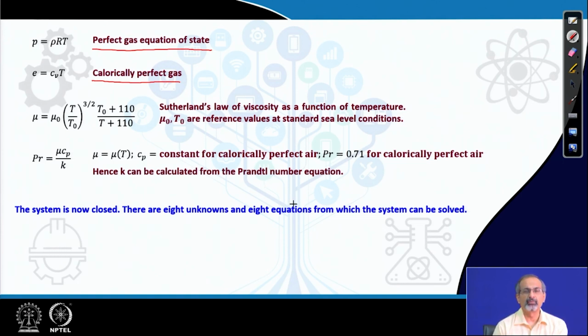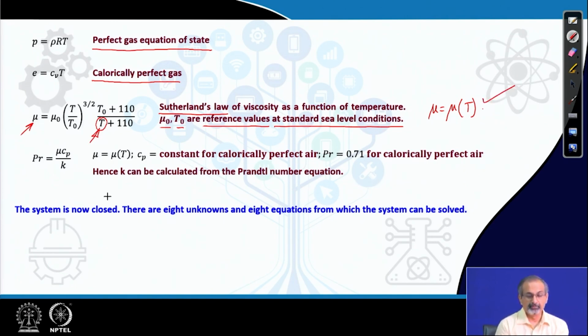Then we need a law for mu. How does mu change with temperature? So, the law essentially is going to express mu as a function of temperature along with certain constants which we can feed in the relation. So, we have Sutherland's law of viscosity as a function of temperature, where mu naught, T naught are reference values at standard sea level conditions. Once we fit them in, we just plug in the temperature on the right hand side, which can change from point to point in a compressible flow because of the very energetic nature of the flow. The temperature changes significantly. Once you feed that here, you get the value of mu as a function of T.